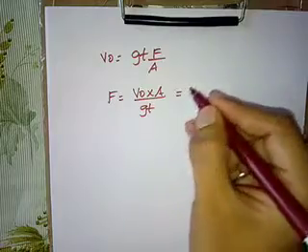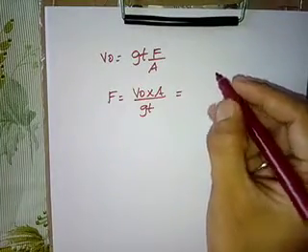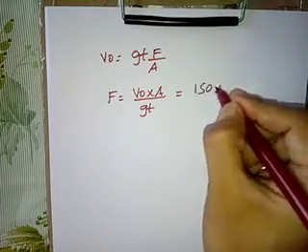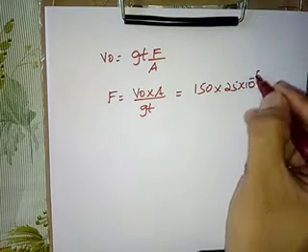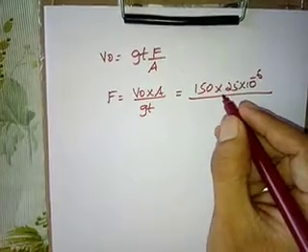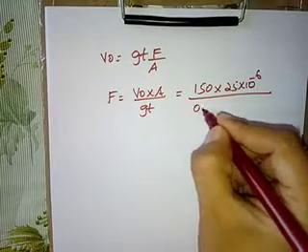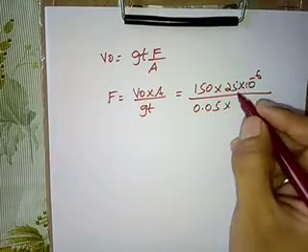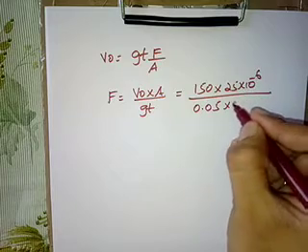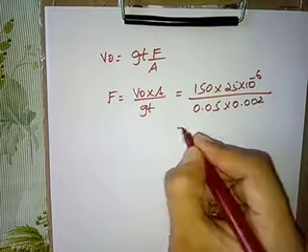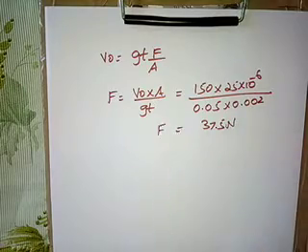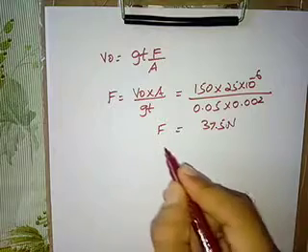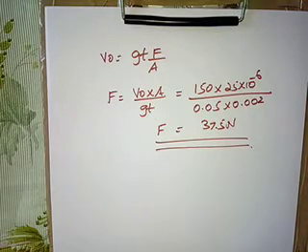So if you substitute all the values here, V naught is 150 into A, that is area is 25 into 10 raised to minus 6, correct? This divided by G is 0.05 into T, thickness, so it is 0.002. This comes out to 37.5 newtons. So the value of the force required to develop a voltage of 150 volts is 37.5 newtons, right?